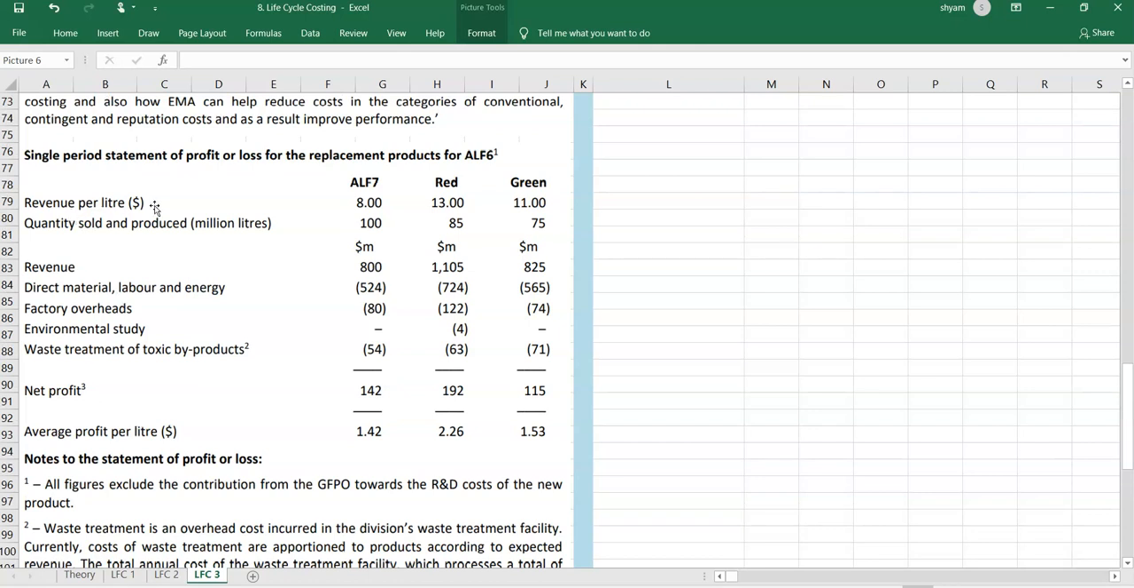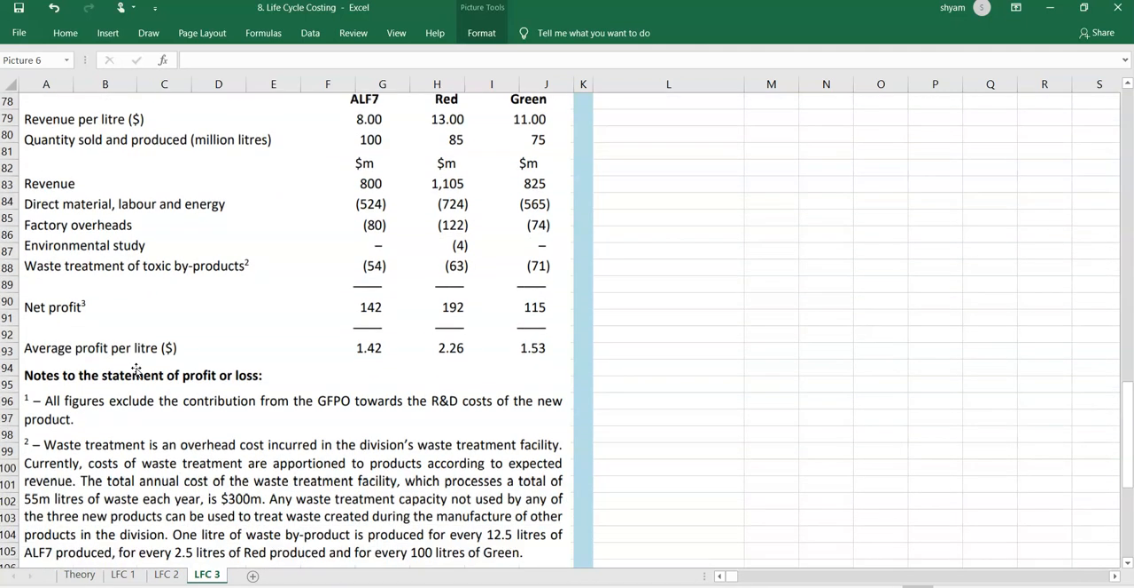So this is the revenue per liter for all the three products. The quantity sold and produced, in million liters, I think this should be per year. So this is the revenue, and they have multiplied it. So this is the energy cost, factory cost, environmental study cost, and waste treatment of byproducts cost.